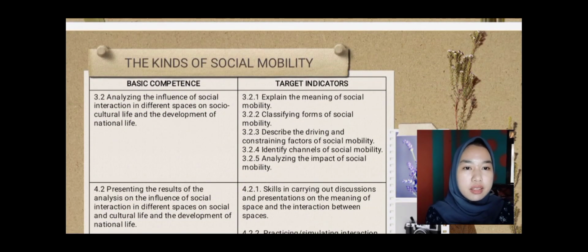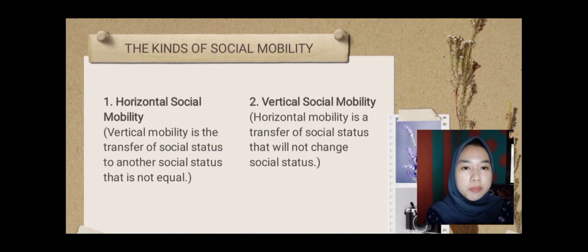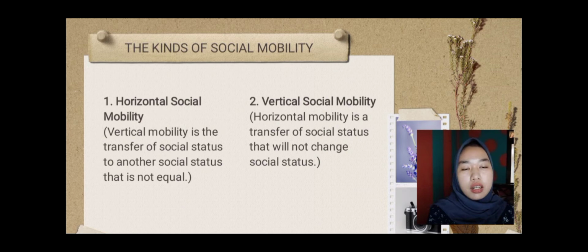And the next is the kinds of social mobility. The first is horizontal social mobility. In horizontal social mobility, the change in social status experienced by a person or group will not change their social status, or it will remain as equal as before.